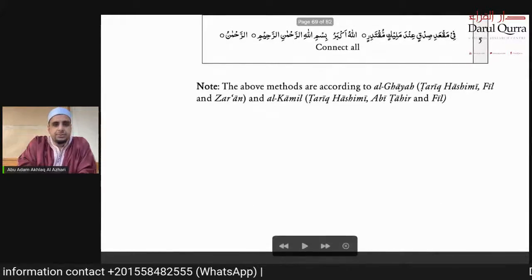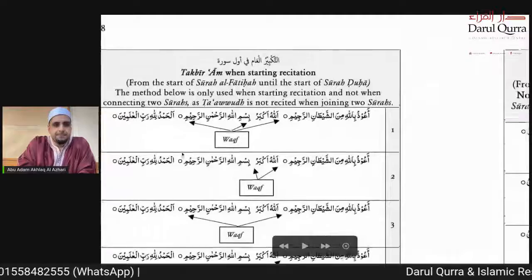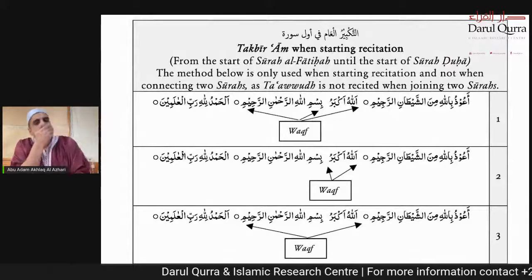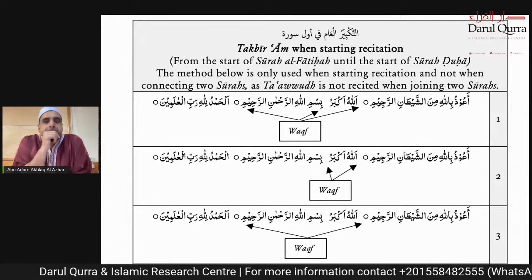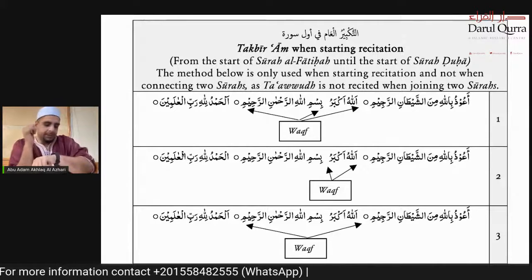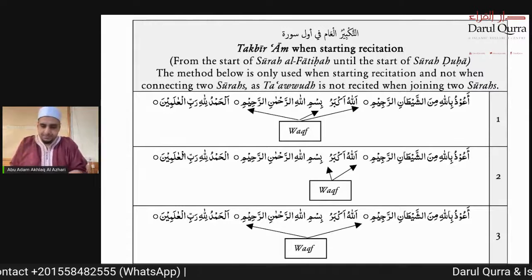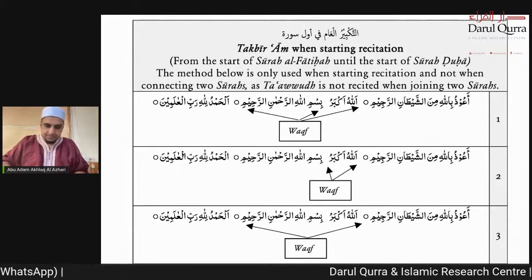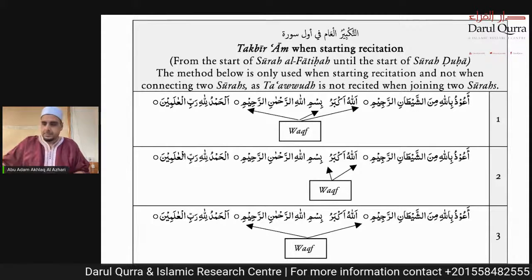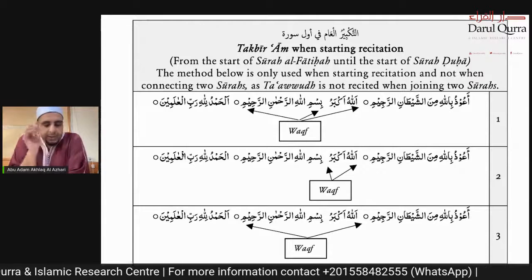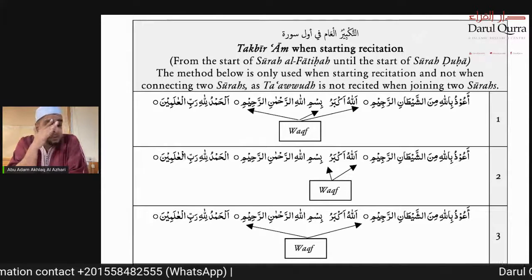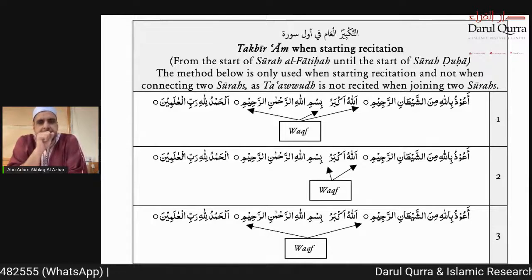Okay, next scenario, let's look at page 68. Takbir Aam, when starting a recitation. Let's quickly go through this. It's quite easy. As long as you've understood page 67 on how to join the takbir, after that, everything should be very, very easy.